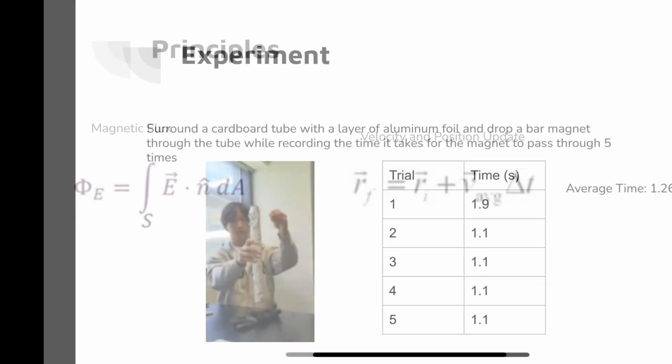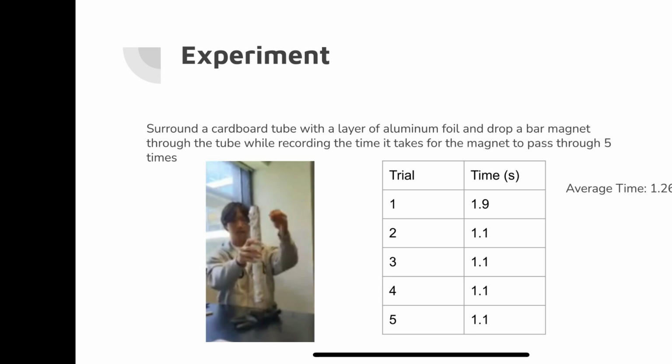Okay, an experiment. We surrounded a cardboard tube with a layer of aluminum foil and dropped a bar magnet through the tube while recording the time it takes for the magnet to pass through the tube. We did this 5 times. Here's a picture of us doing it, and here's a table of our recordings. We found the average fall time to be 1.26 seconds.